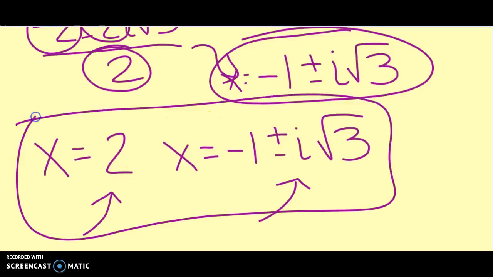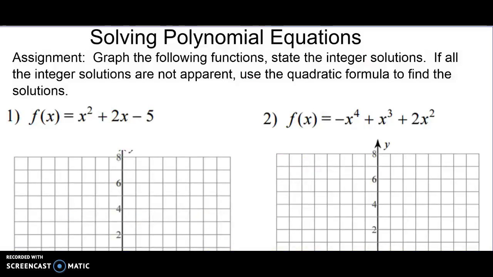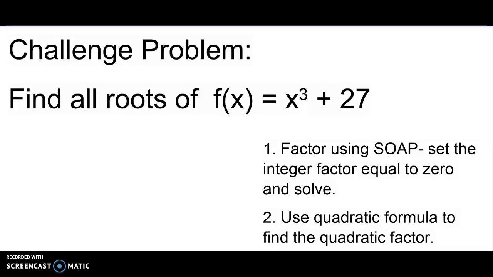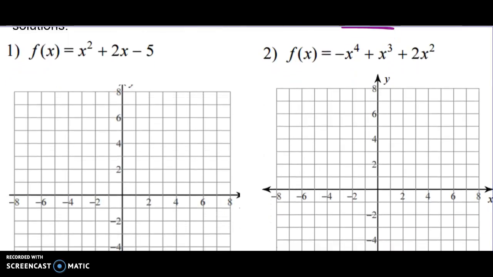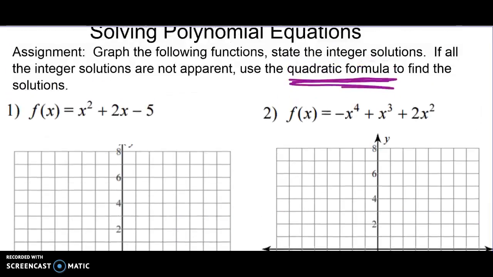All right, so your assignment is going to be to graph these, okay? And if you can't graph it, you're going to have to use the quadratic formula to find it, all right? And then I've got a challenge problem for you to do if you want to do that. That might be a good extra credit problem to do. So really, today is just these last 2 problems. You'll probably have to do them for homework, and they are also on a file on Google Classroom.